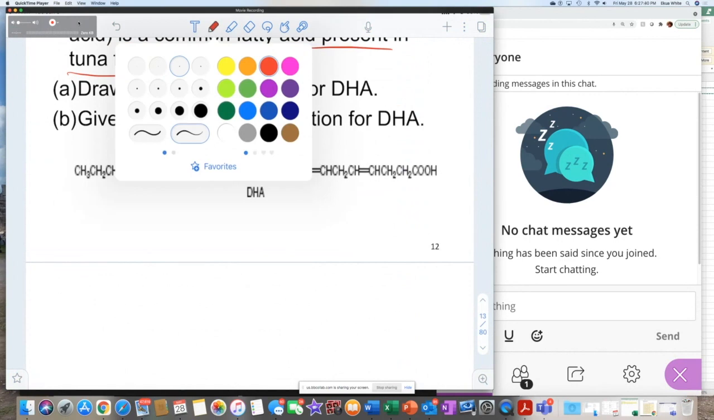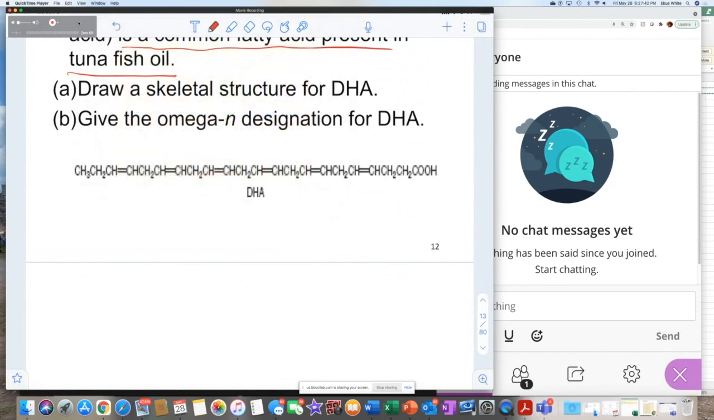Okay, let me number this so I can know what carbons to put my double bond on. 1, 2, 3, 4. So 3 and 4. 5, 6, 7. So 6 and 7. 1, 2, 3, 4, 5, 6, 7, 8, 9, 10. So 9 and 10.